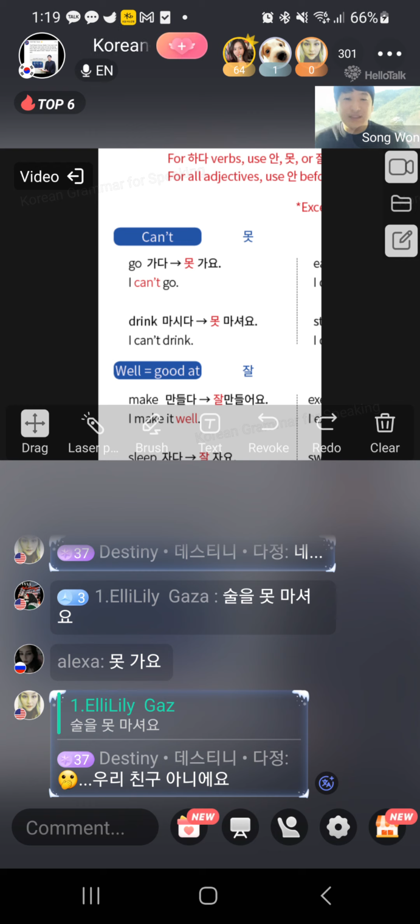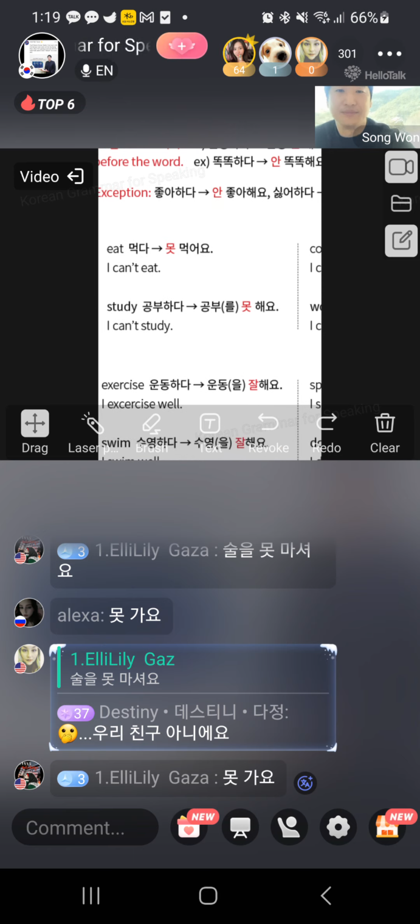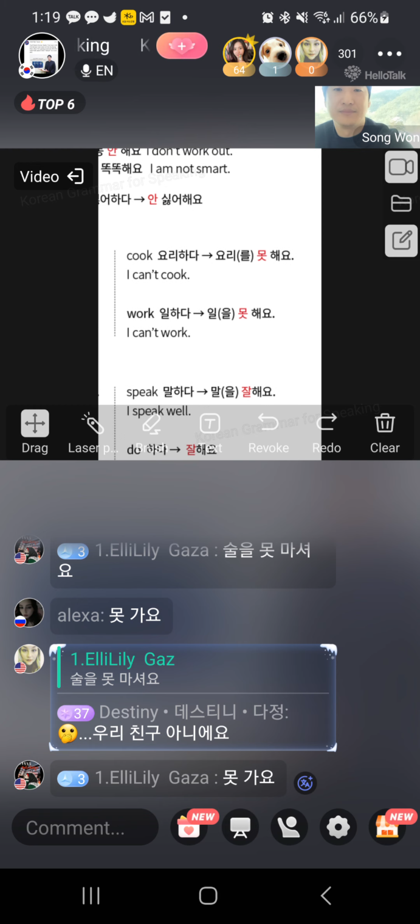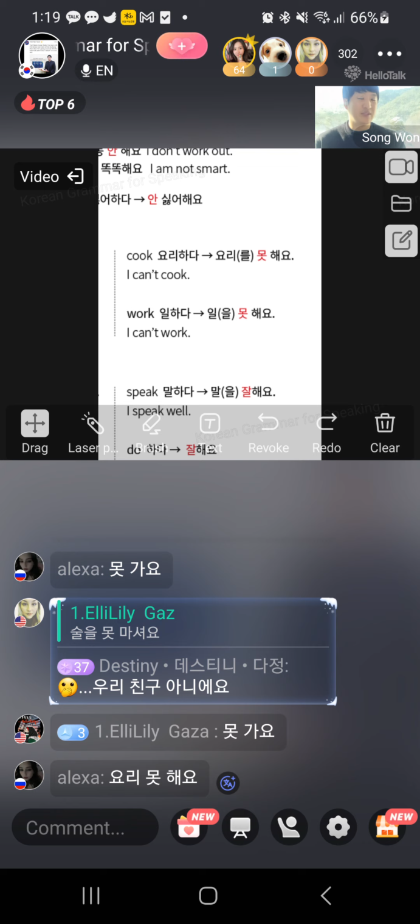And how about this? 요리하다. This means cook. Okay? So, right before the verb, you want to put this 못 grammar. So, 요리하다, 요리 못 하다. And conjugate this 하다 to 해요, right? 요리 못 해요. Perfect. That means you cannot cook.